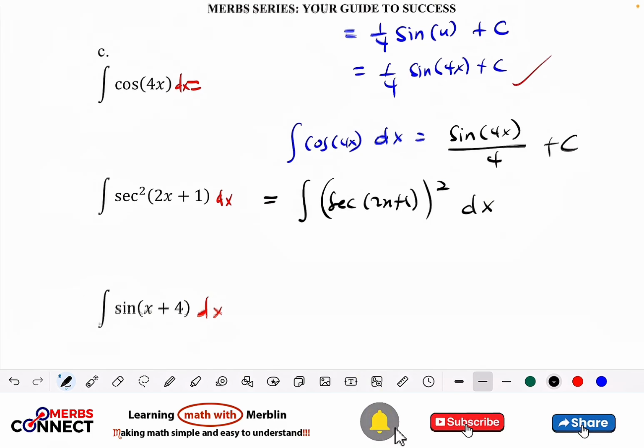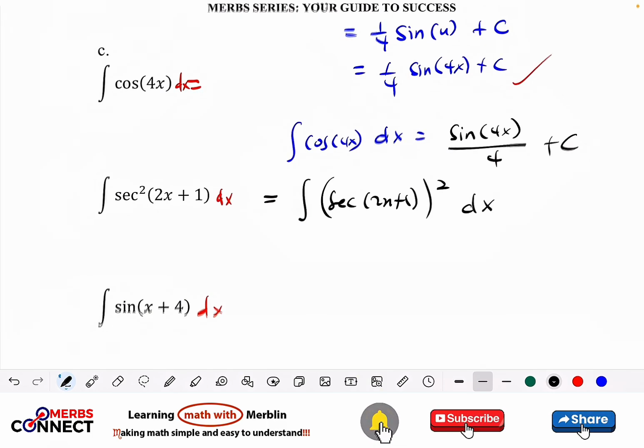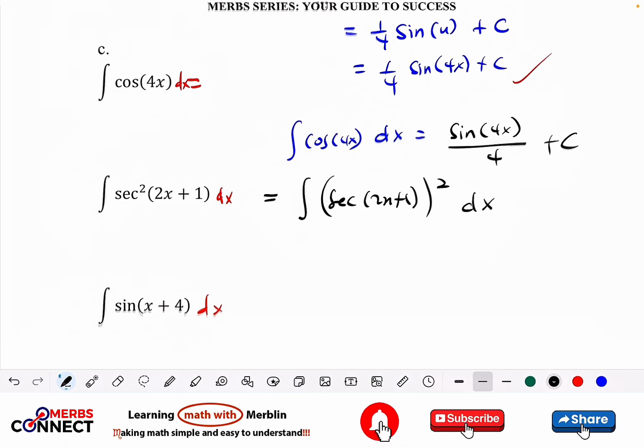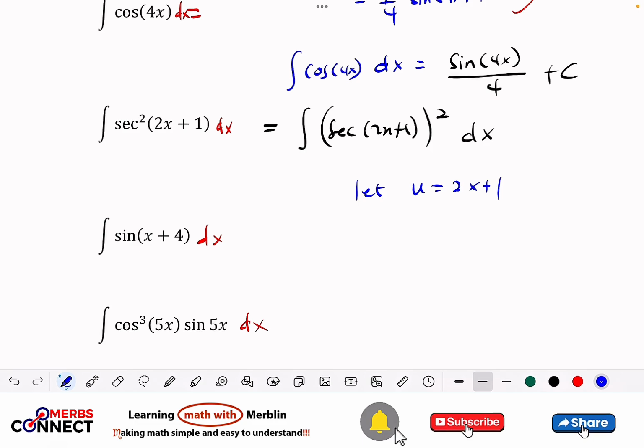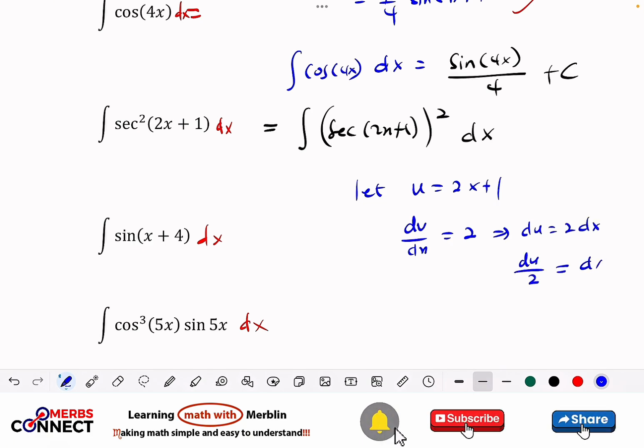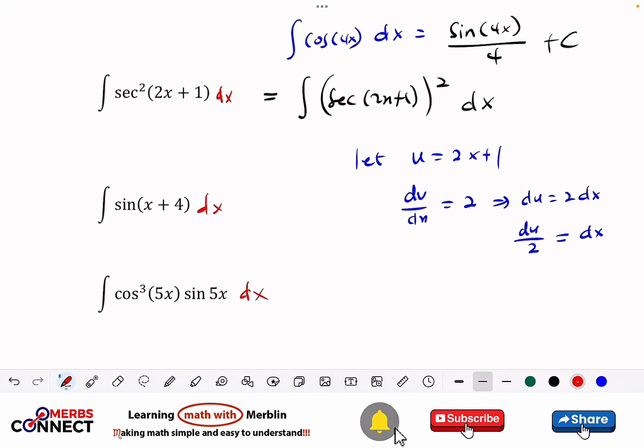So we need to use substitution, right, to solve this. So that's basically what we just need to do. So let's do that. I'll let u be equal to what's inside the parentheses here. So u is equal to 2x plus 1, right? Then what is du over dx, which is 2. This implies that du is equal to 2 dx and du over 2 is equal to dx. So now let's do substitution from there.